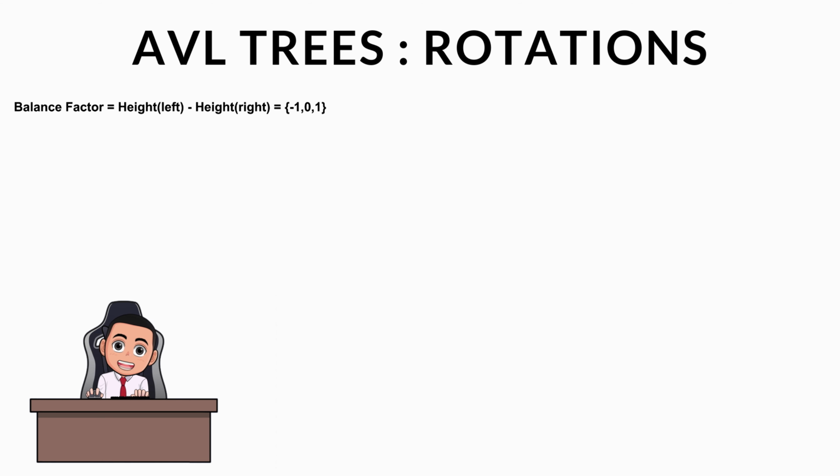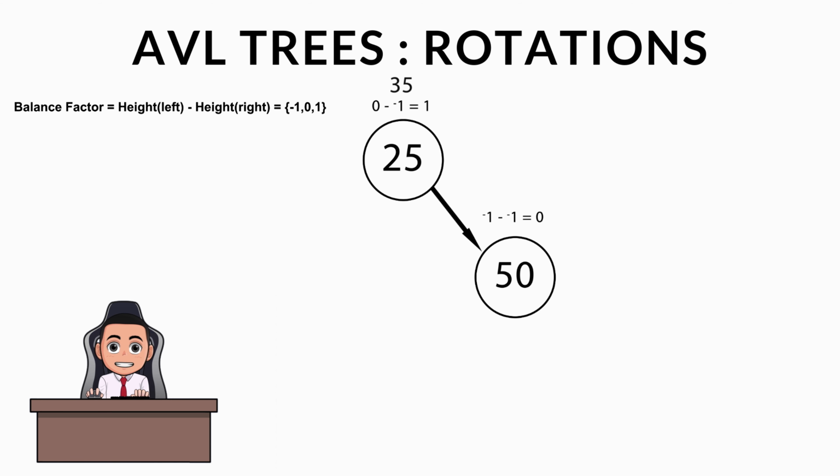Last case, let's say we start off with the following tree. And let's say that I want to insert 35. Is 35 bigger than 25? Yes, it is. So we go right. Is 35 bigger than 50? No, it's not. So we insert as the left child of 50.